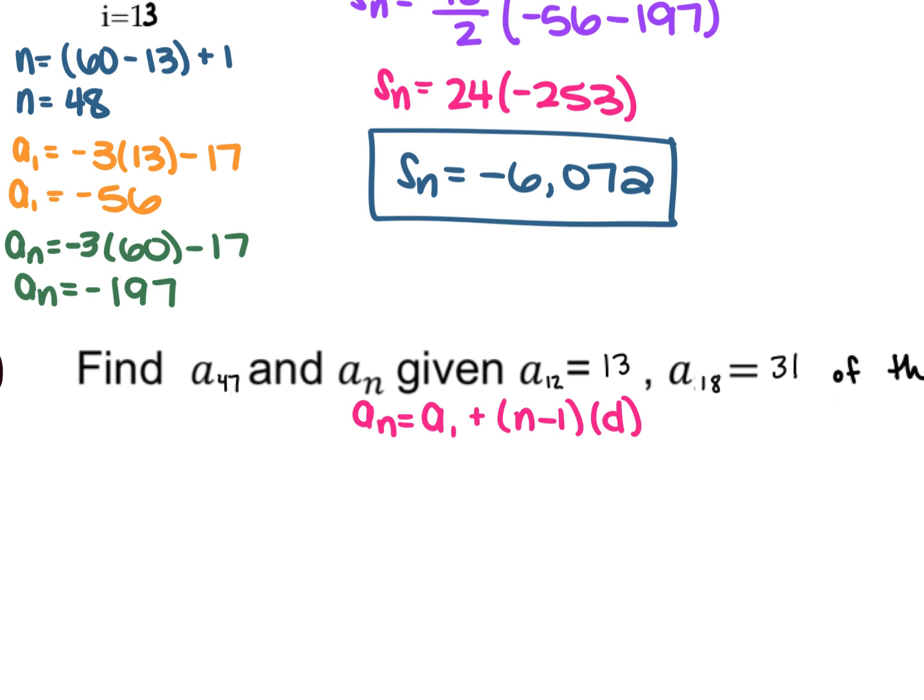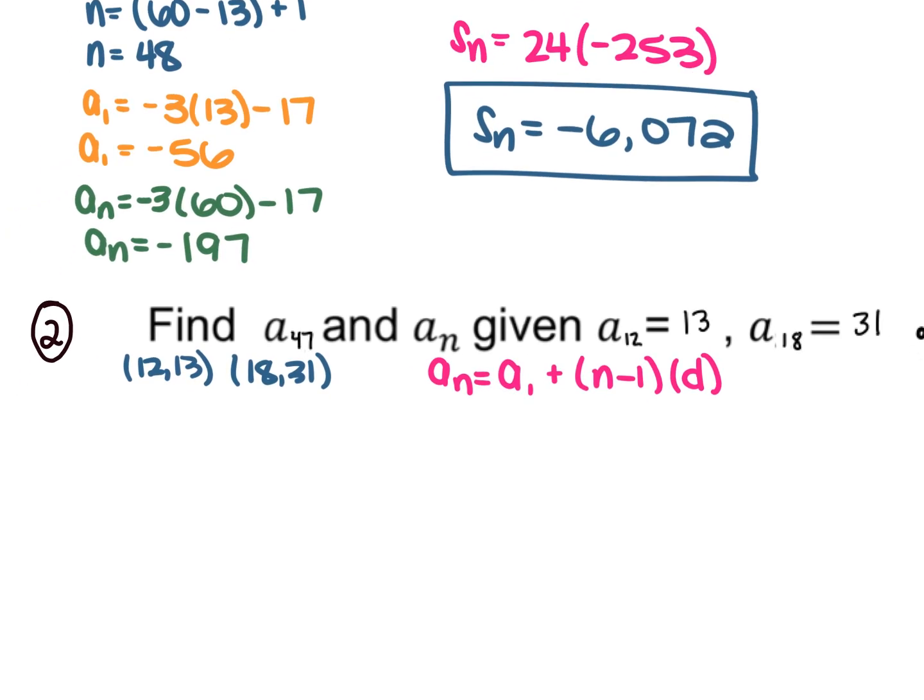We're going to use the 12 and the 13 as an ordered pair, as well as the 18 and the 31 as an ordered pair, and find d by using our formula to find slope. So that means we're going to have 31 minus 13 over 18 minus 12. The 31 minus 13 is 18, and 18 minus 12 is 6. 6 goes into 18 3 times, so d is equal to 3.